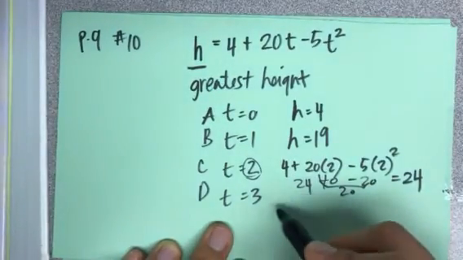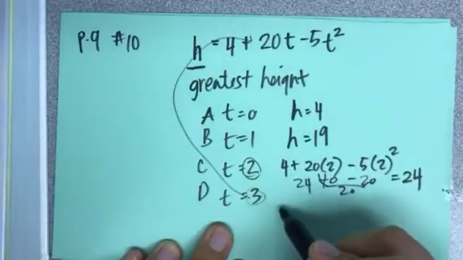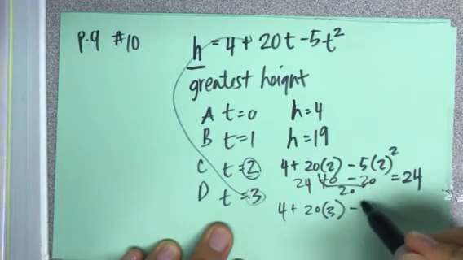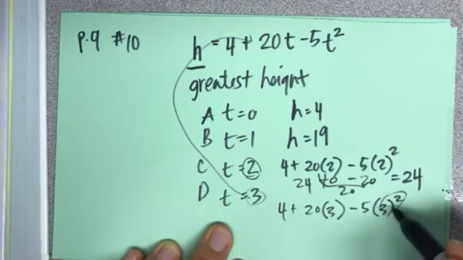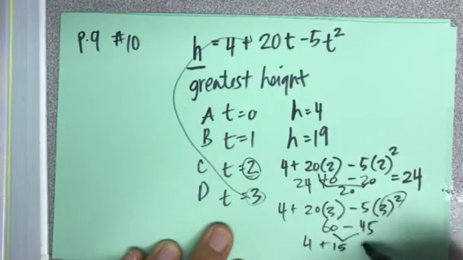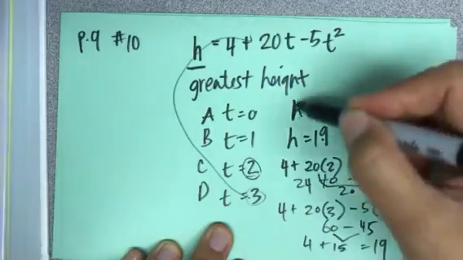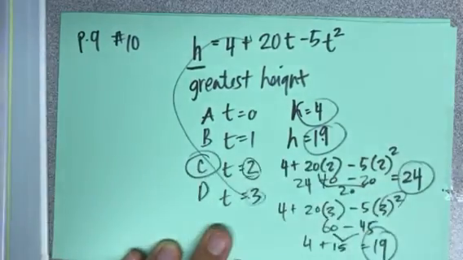Let's go to D. We're going to take this number and plug it into all the t's. 4 plus 20 times 3 minus 5 times 3 squared. Okay, 3 squared is 9. 9 times 5 is 45. 20 times 3 is 60, so 60 minus 45 reduces to 15. 4 plus 15 is 19. It went right back down. So which one of these is the highest one? And it would be answer C.